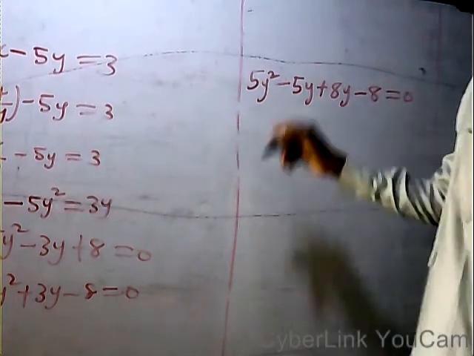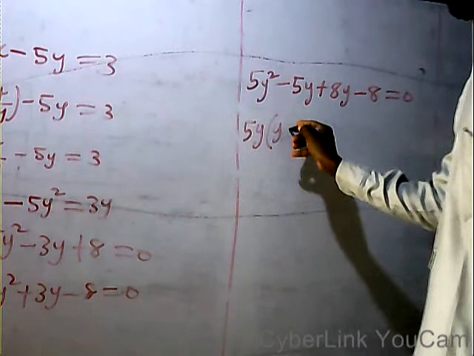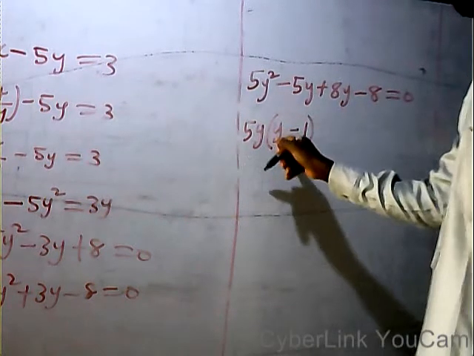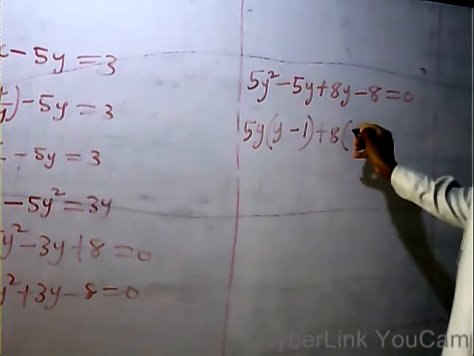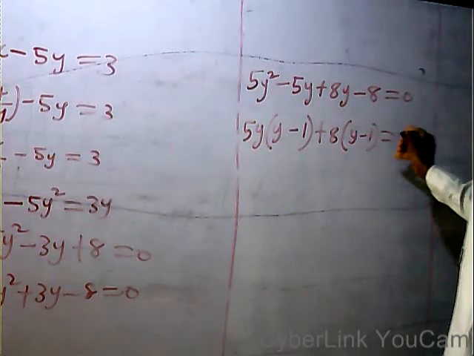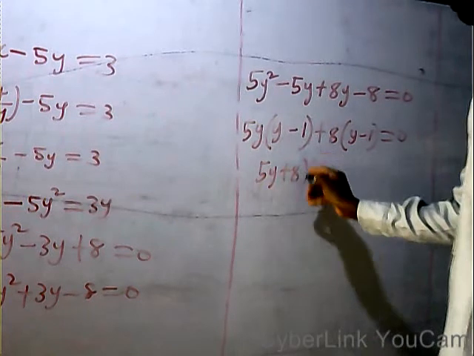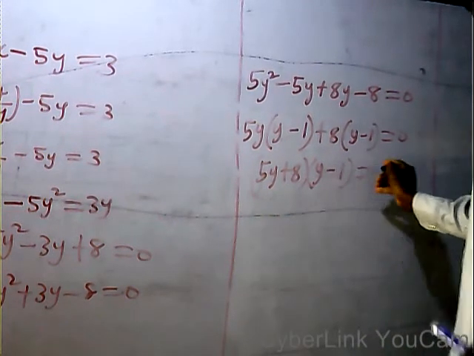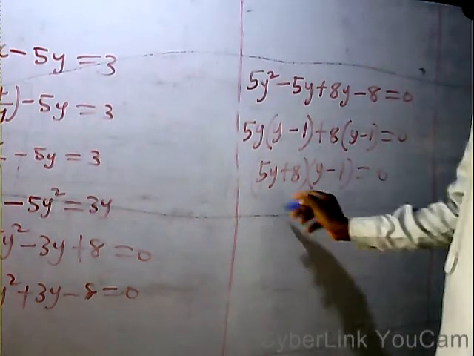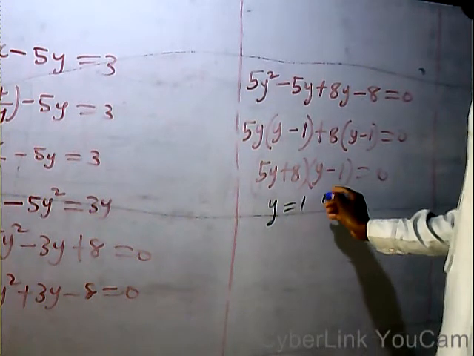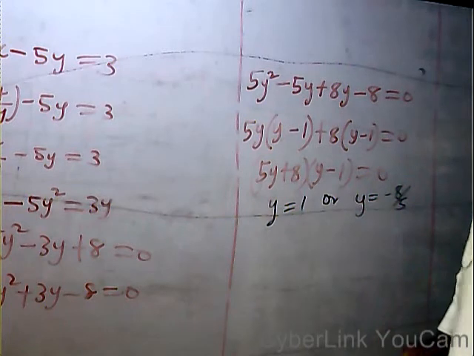From this, 5y is common. I can bring 5y out, open the bracket, and I'm left with y minus 1. Here also 8 is common, and I'm left with y minus 1 is equal to 0. At the end of the day, I will have 5y plus 8 and y minus 1 is equal to 0. So that means either this is equal to 0 or this is equal to 0. That means y will be equal to 1, or y is equal to minus 8 over 5.